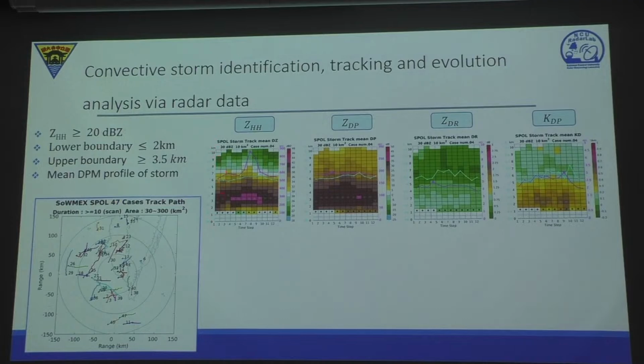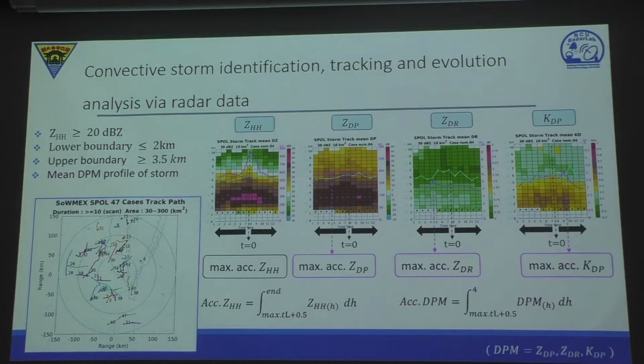Because we have identified the storm, we are able to calculate the mean profile of reflectivity and all the variables. The peak line here represents the vertically integrated reflectivity, and the highest peak value we consider to be the peak time of the convection. Any time before this timing, we consider the developing stage. Any time after this will be considered the dissipating stage. So we use reflectivity as our reference to define the peak time of the convection.